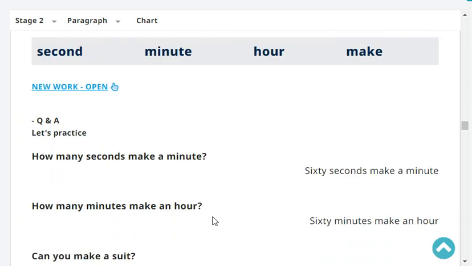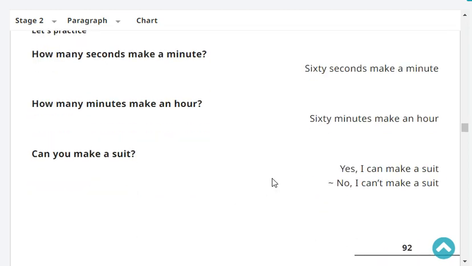How many seconds make a minute? Sixty seconds make a minute. How many minutes make an hour? Sixty minutes make an hour.